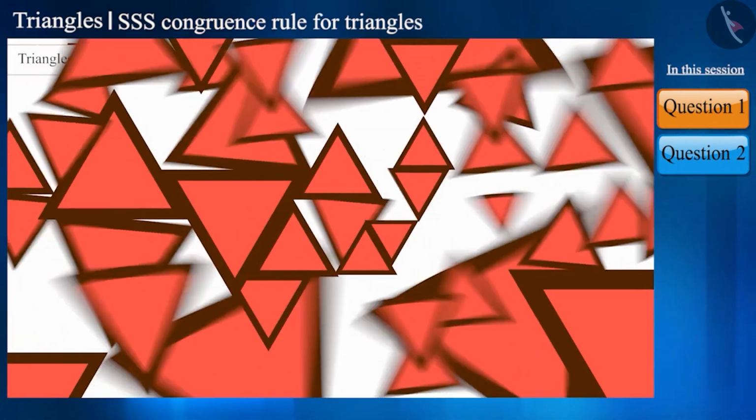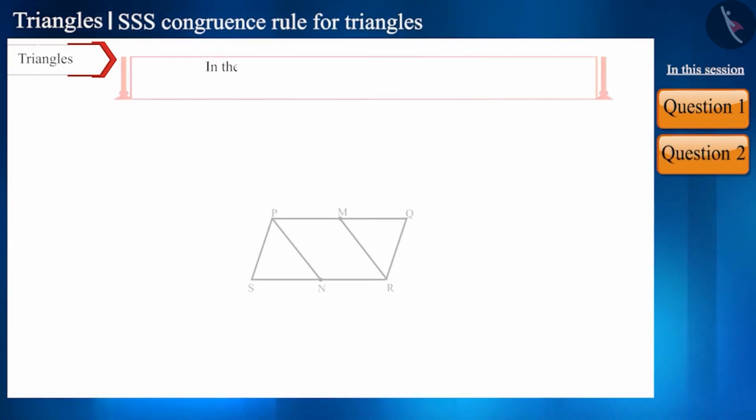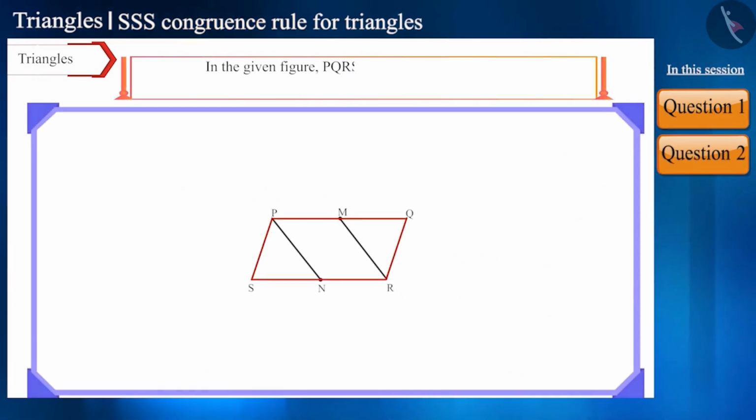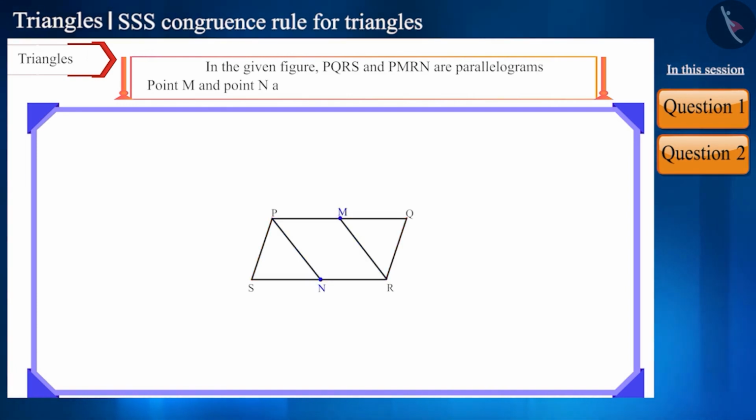Now let's move to the next question. In the given figure, PQRS and PMRN are parallelograms. Point M and point N are midpoints of sides PQ and SR respectively. Show that triangle PSN is congruent to triangle RQM.